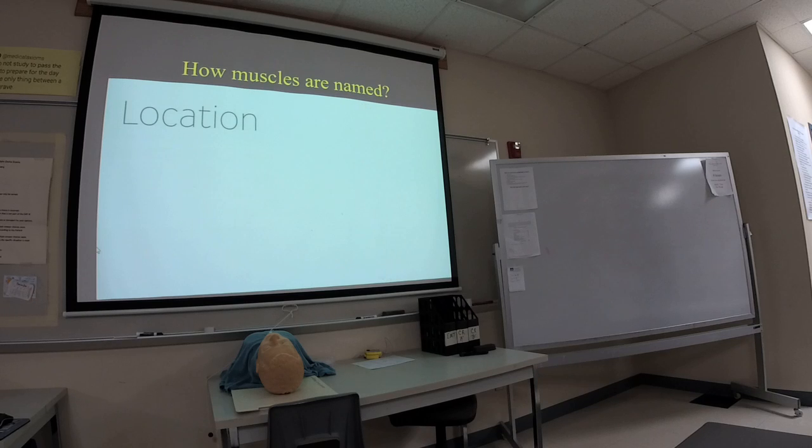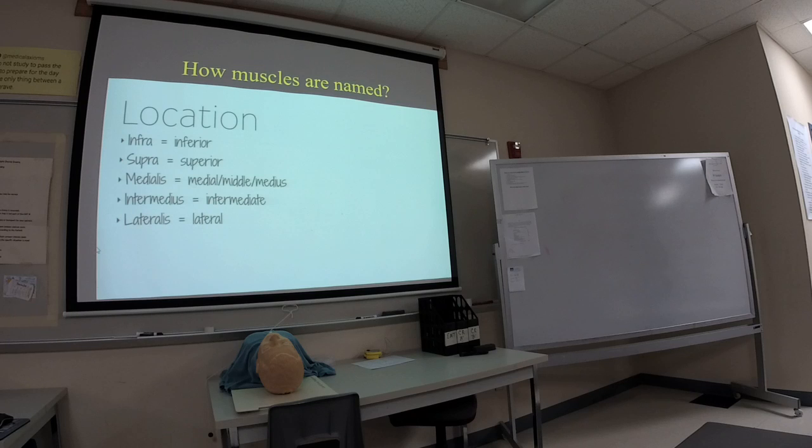Some muscles also derive their names from their position or location in reference to a similar muscle, and in that case, the following terms would be used. Infra or inferior, meaning below or more caudally situated. Supra or superior, meaning above or more cranially situated. Medialis, medial, middle or medius, meaning in the middle or closer to the midline. Intermedius, meaning intermediate. And lateralis or lateral, meaning to the side or away from the midline.